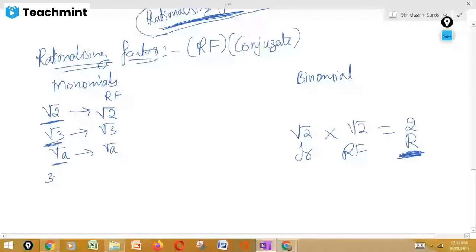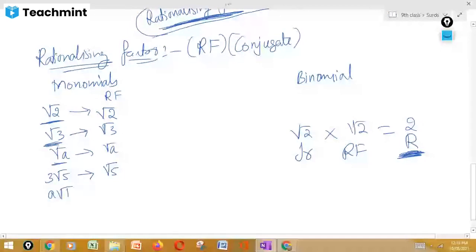Anybody? 3 root of 5. No, this is wrong. Listen to me now. In the case of a monomial, when you are asked about the RF, there is no need to write the coefficient. What do we have to leave here? The coefficient. So what will be the RF? Root 5.